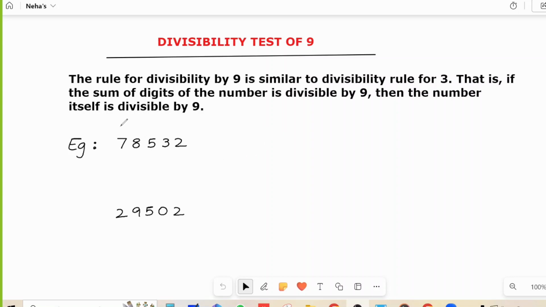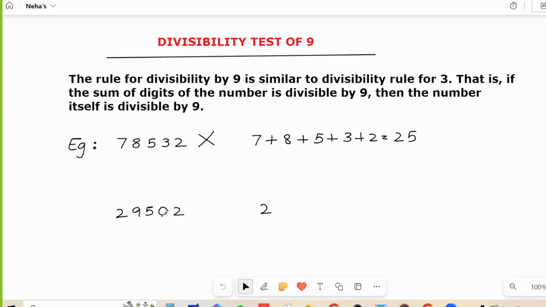Here we have a number 78,532. We will find the sum of all the digits that are given here in the number, and this will give us the sum as 25. Now we know that 25 cannot be divided by the number 9, hence this number is not divisible by the number 9. Let us consider one more example now.